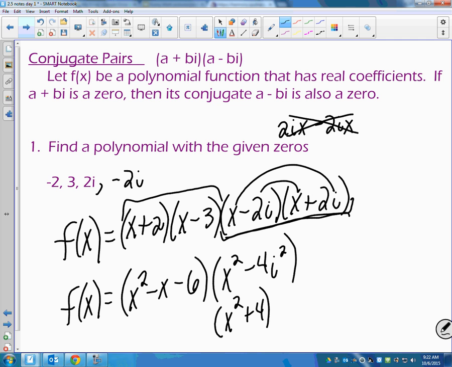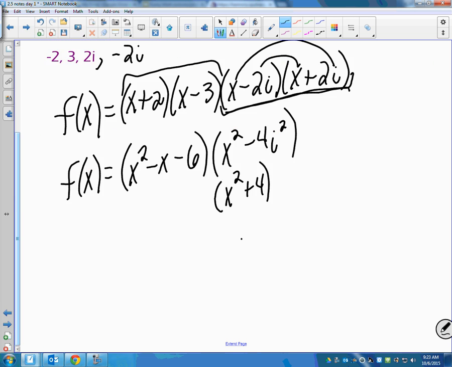Some people are really good at thinking ahead, and they say, well, if plus or minus 2i were my zeros, what would that have to be? And think about that. If you solved x squared plus 4, you'd subtract 4, you'd take the square root, and you'd get plus or minus 2i. So some people are really good at just going straight to that, and it works every time. I tend to just work it all out. So now, just like the one on your test, you just have to multiply it out.